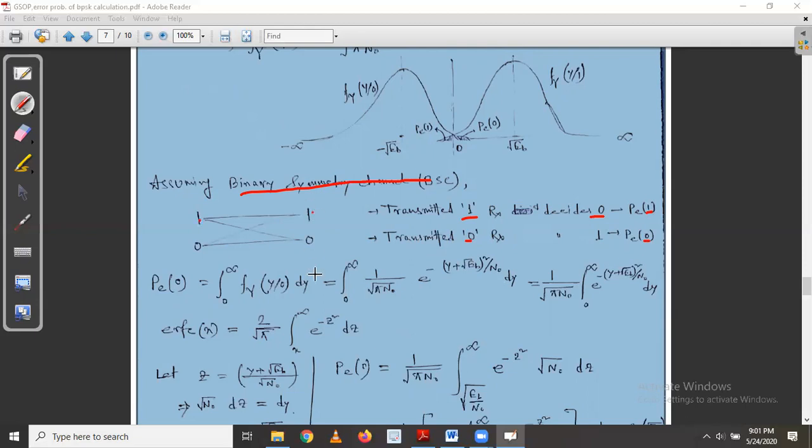1 was transmitted, 1 is received. 0 is transmitted, 0 is received. But 1 is transmitted, 0 is received. So that is the probability of error. That is denoted by this one. 0 is transmitted, 1 is received. That is denoted by this one. That is the concept of BSC, the binary symmetric channel. 1 is transmitted, 0 is received, denoted by this. 0 is transmitted, 1 is received, that is denoted by this. Or not received actually, decided by the receiver.